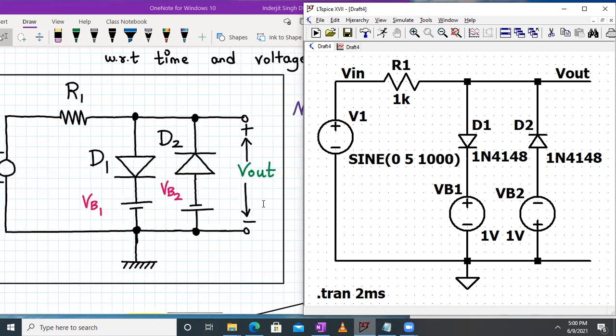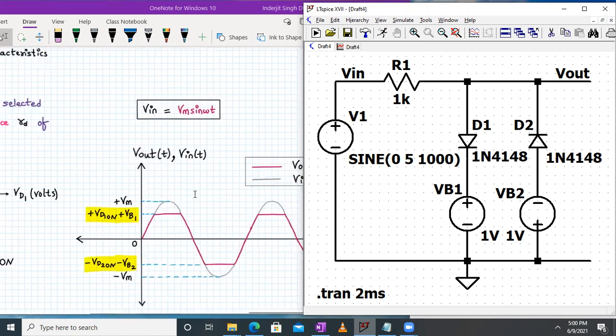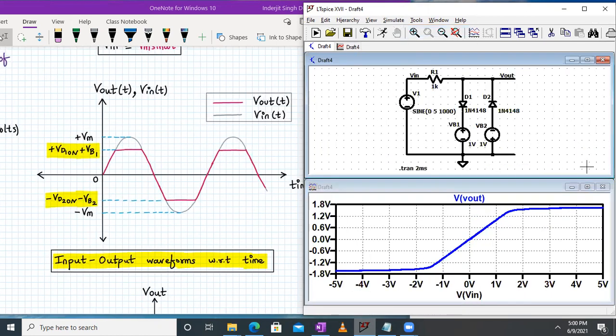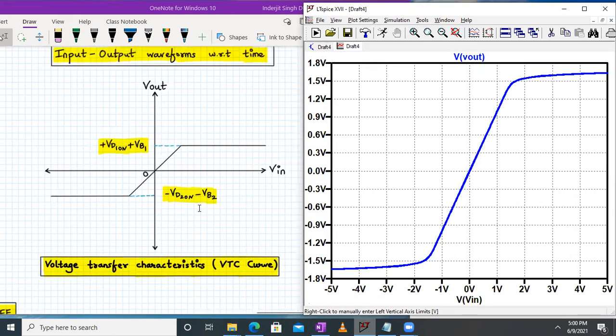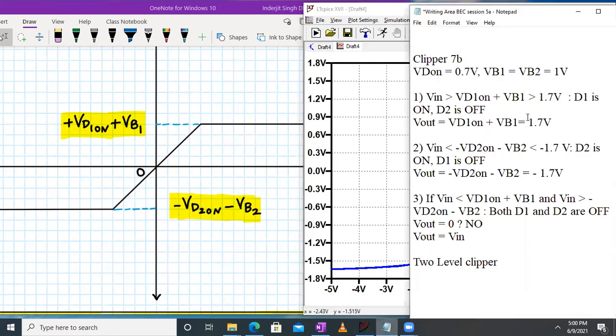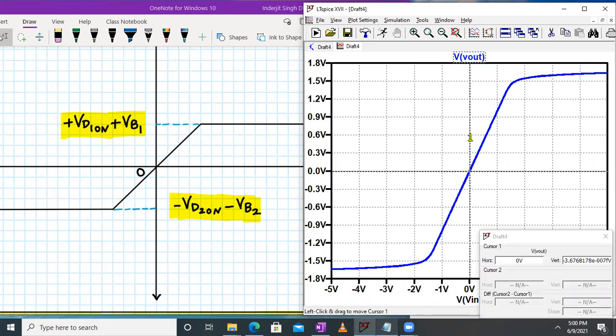Now what we have to do is check the input output waveforms first. So let me directly go, it will show you the VTC curve first, because that was the option given. Here you see the increase in the levels. We have estimated the level to be 1.7 and minus 1.7, and here we are getting 1.64, close to 1.7. And again, on this side, you will get minus 1.64. So that is absolutely fine.